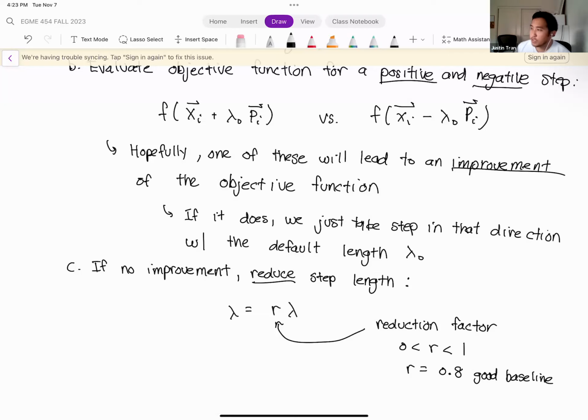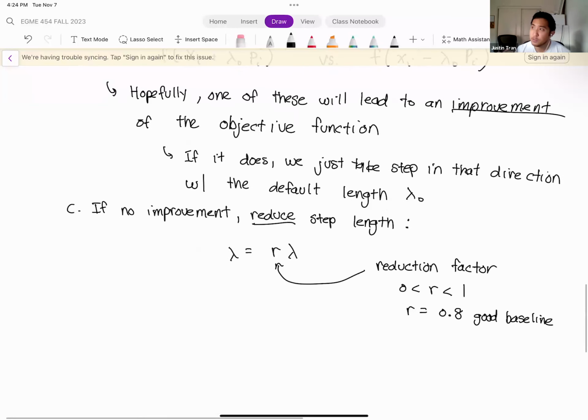If you reduce r even more, an r of 0.5 would basically halve the step length each iteration. So that's going to hopefully save you on some function evaluations, but may cause you to miss some things as well because you're reducing it a little bit too fast. And so after you reduce the step length, you're basically just going to return to step B. So you reduce the step length, check in each direction once again. If you see an improvement, that's great, and then you can leave. If not, then you reduce it again. So this is an iterative algorithm that you have to keep repeating.